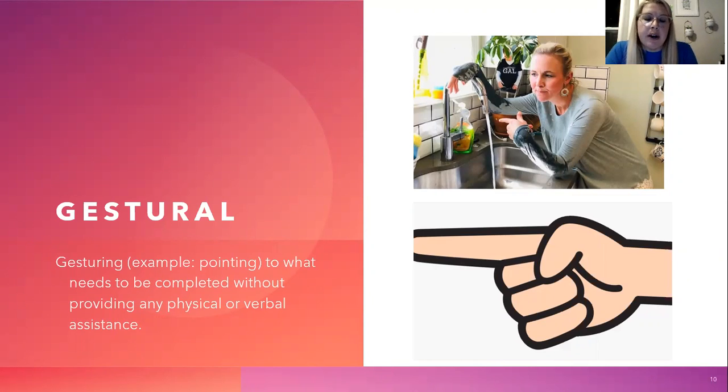Next on the prompt hierarchy is gestural prompts. So what a gestural prompt is, is gesturing. So an example would be pointing to what needs to be completed without providing any physical or verbal assistance.